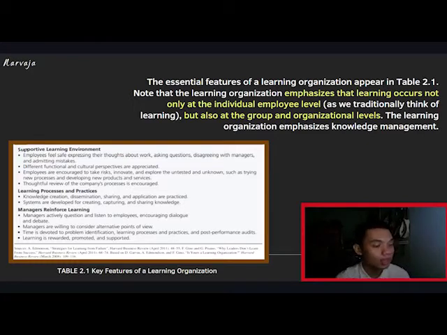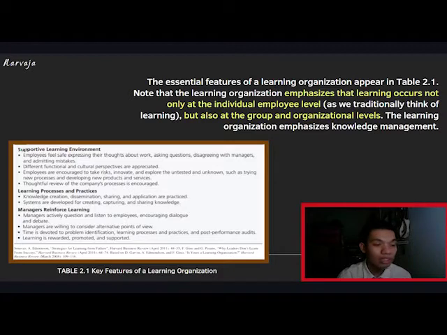Next one is learning processes and practices. Knowledge creation, dissemination, sharing, and application are practiced. Systems are developed for creating, capturing, and sharing knowledge. Learning processes should be organized and systematic to promote good practices in the company, including formality inside the organization.